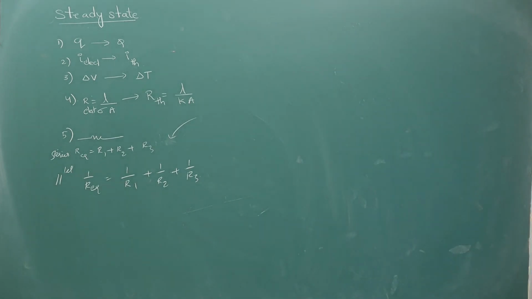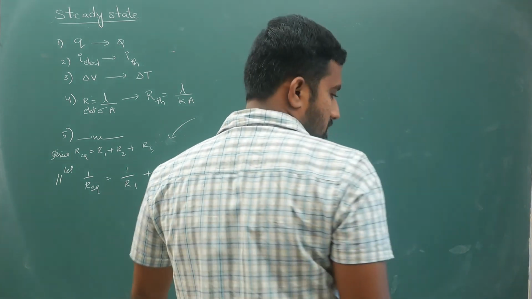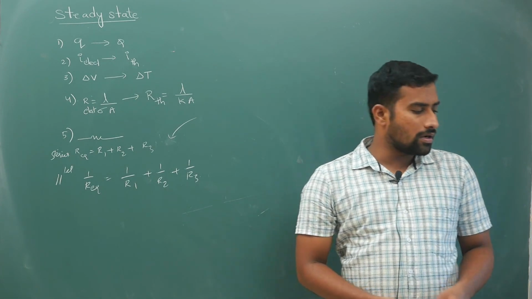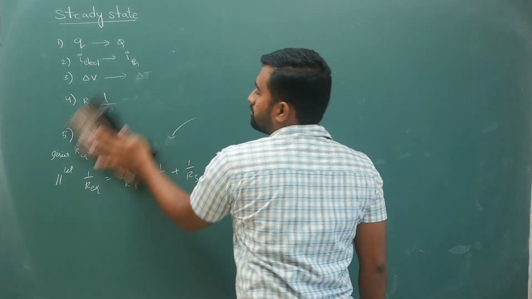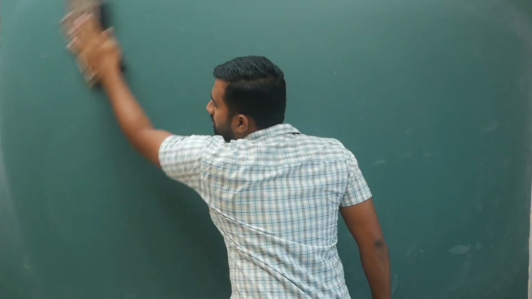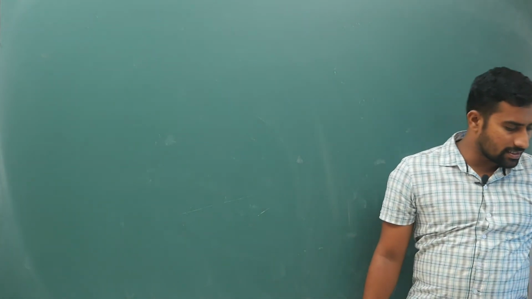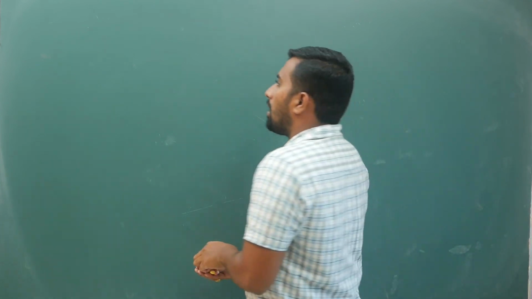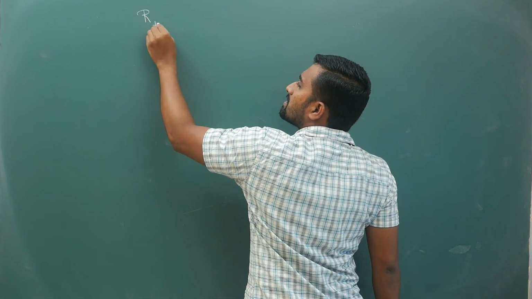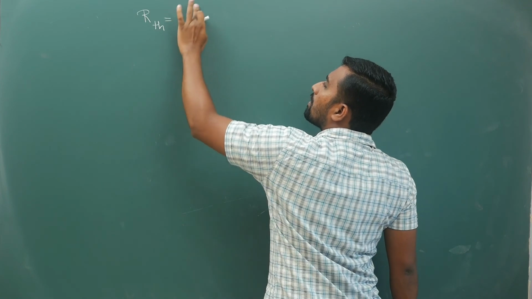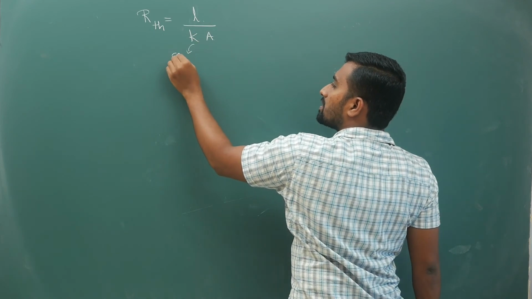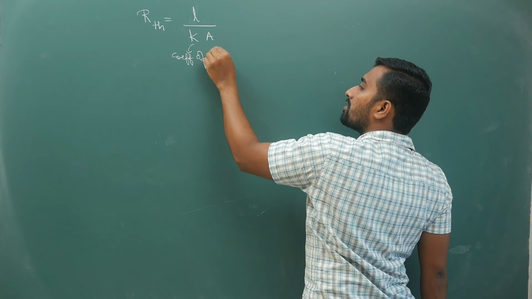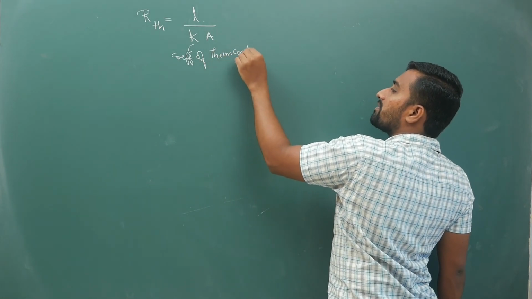Now in today's class we are going to utilize some of these results and also what we study in current electricity as well. So now we'll start with the first term, that is your thermal resistance. I have just simply written thermal resistance is equal to L by K into A, where K is the coefficient of thermal conductivity.